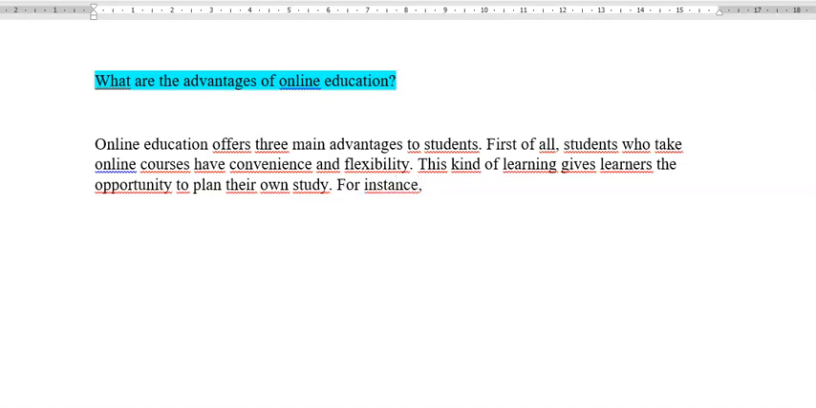For instance, they can choose to study in any location at any time. So guys, here I'm actually clarifying what I mean by flexibility. So in this case, flexibility means studying in any location, anytime. So it means they can choose to study wherever or whenever they want.